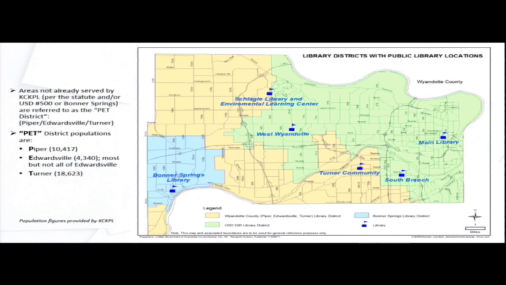What about the Schlegel Library and the environmental library, what district is that? Looks like that's in the PET district also, is that true? Yeah, it's in the USD 500. It's just right on the border. Oh, it's just where they placed it on this map. Okay. Sorry. No problem.